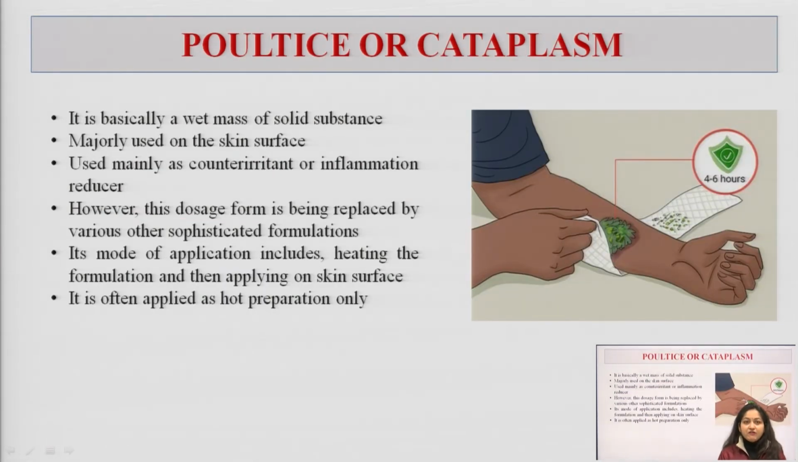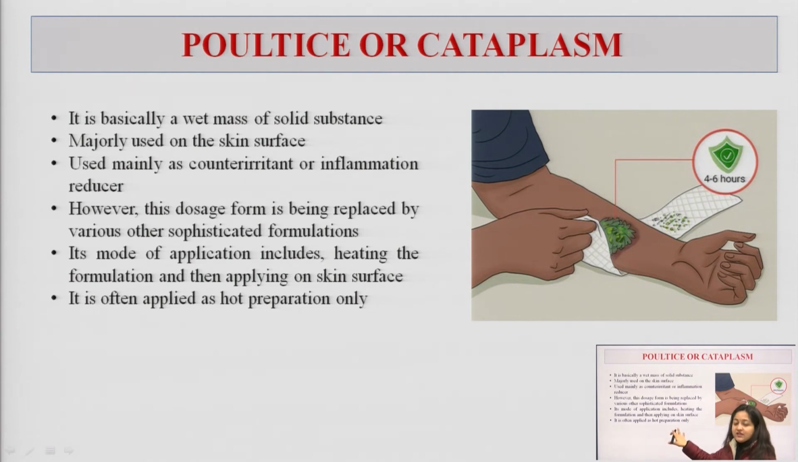So, in the previous slide we have covered the different types of gels and jellies and their uses. Now, we are going to cover poultices or cataplasm. So, let us understand what poultices or cataplasm are. Nowadays, poultices or cataplasm are not very much used. They have actually lost their existence, because they are being replaced by transdermal patches.